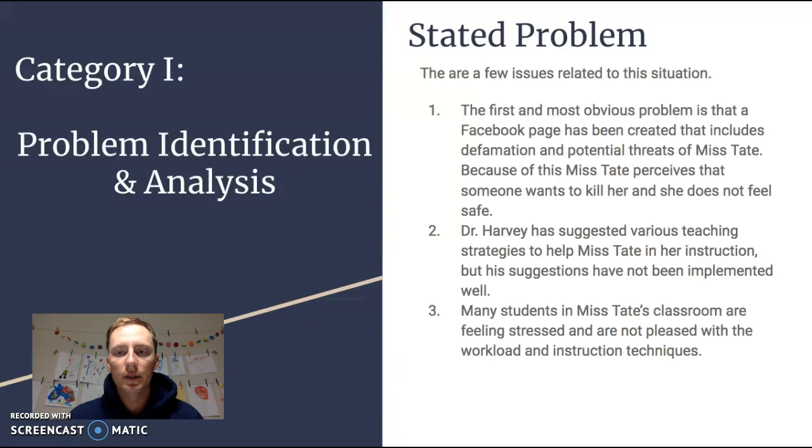And what are district internet use policies, and what is mentioned regarding cyberbullying in our district policies? Stated problem here, there are a few issues related to this situation. First and foremost, it's obvious that the problem is that the Facebook page has been created that includes defamation and potential threats towards Miss Tate. Because of this, Miss Tate perceives that someone wants to kill her, and that's how she feels and doesn't feel safe because of that.